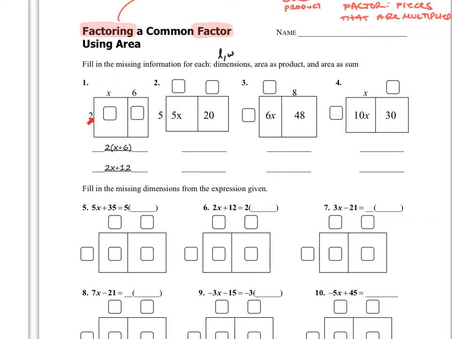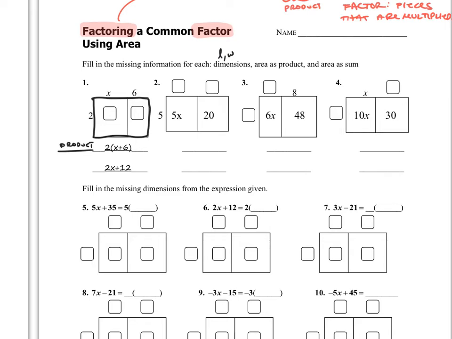We've got a rectangle with 2 as a height here, and x plus 6 as a width. So length and width, those are the dimensions, 2 by x plus 6. To find the area of this entire rectangle, we would multiply the length 2 by the width x plus 6. So this is area as a product, and that's what I put on the top.